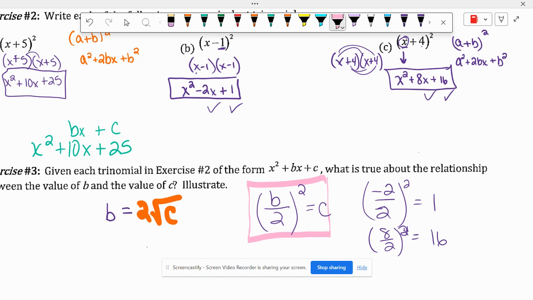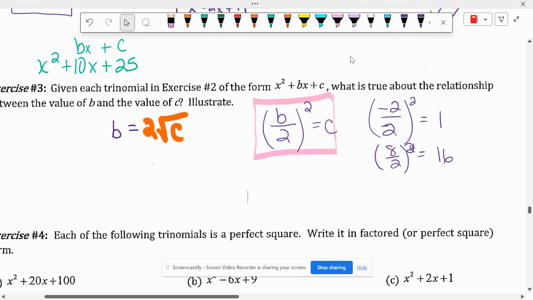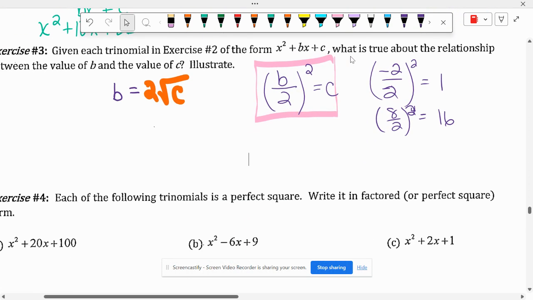Okay? You're going to have to come up with a picture in your brain because we don't have pictures here. So that's how you find that.